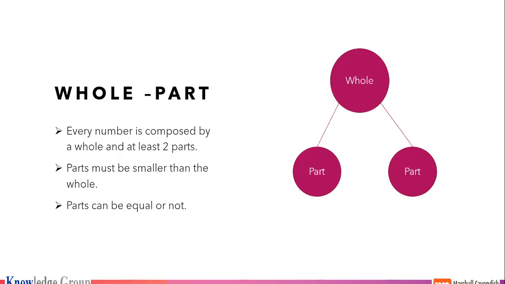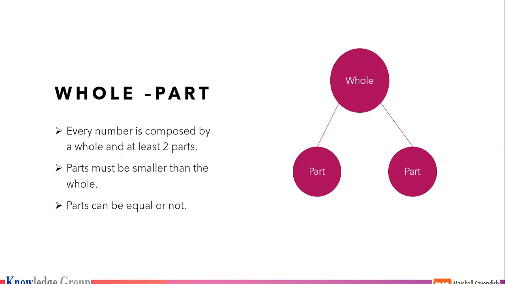So we're going to take, for example, number 8. There are several ways to make number 8. You can say 5 and 3 make 8. 7 and 1 make 8. 4 and 4 make 8. And you'll see that 4 and 4 are equal, they're the same. But 5 and 3 are different. So a whole can be composed by parts, and those parts can be equal or not. That's important.